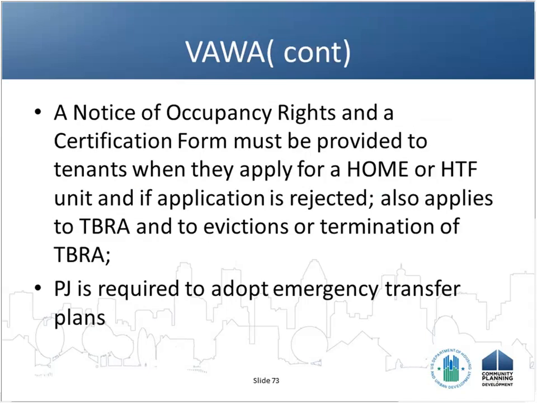As part of the responsibility, which is shared between the PJ and the property owner or manager, there is a requirement that a notice of occupancy rights and certification form be provided to tenants that are applying and to those who are rejected from occupancy. This also applies to tenant-based rental assistance, which is one of our other home-funded rental-related projects. VAWA also requires you to adopt an emergency transfer plan.